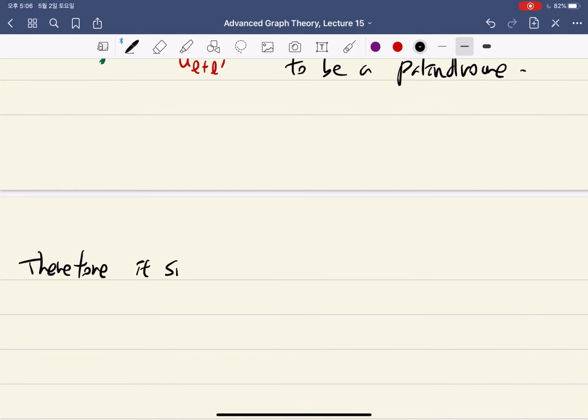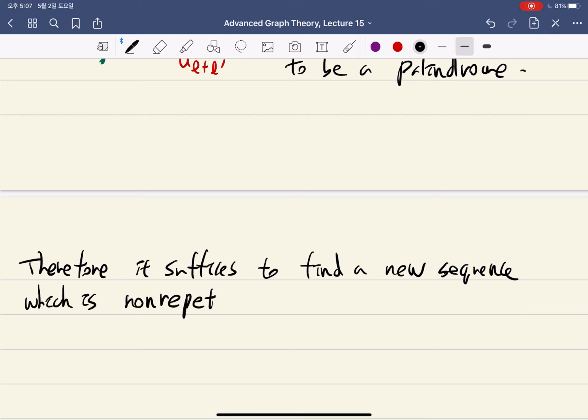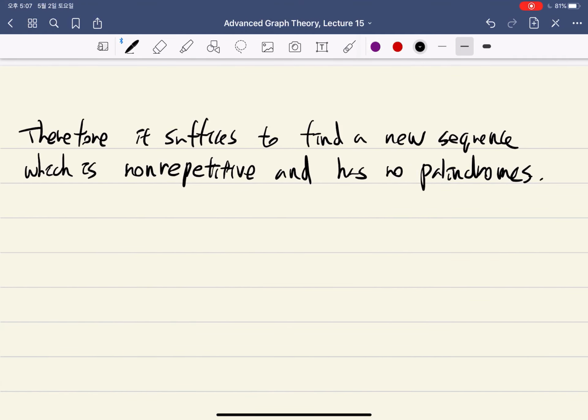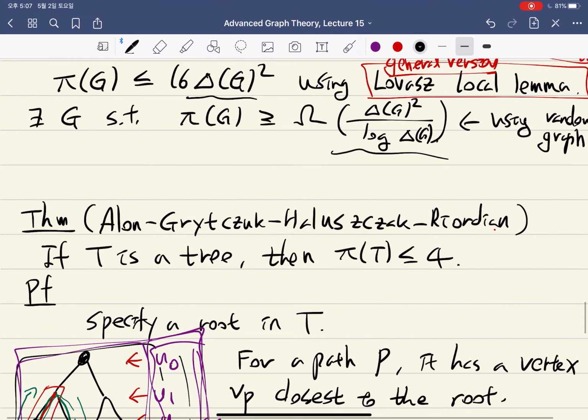Therefore, it suffices to take a new sequence which is non-repetitive and has no palindrome, and which contains 4 letters or 4 colors, because we want to prove this dual number of a tree is at most 4.